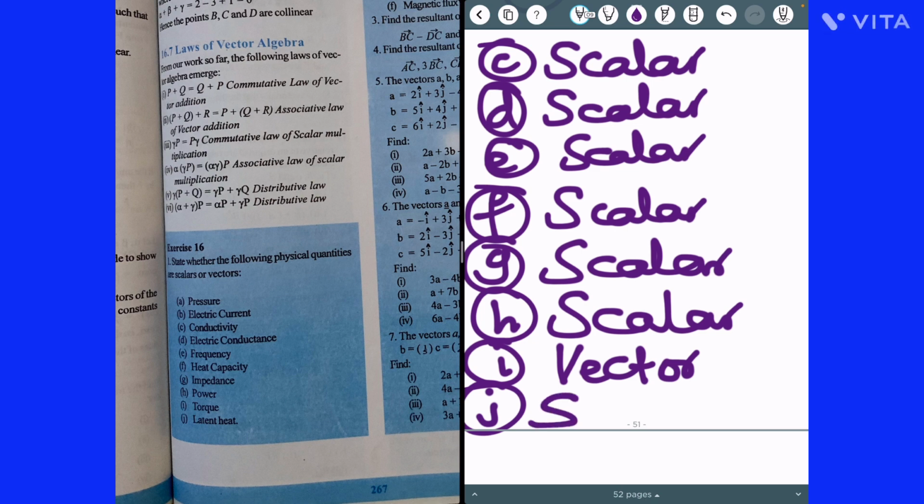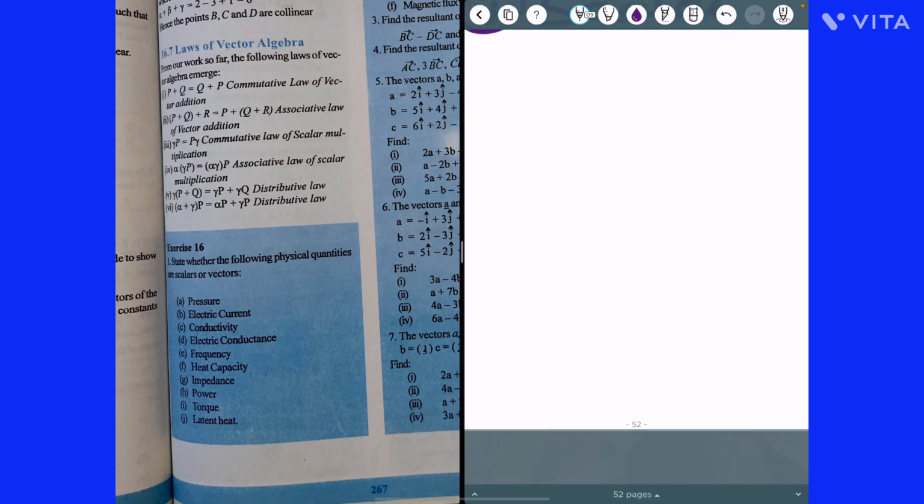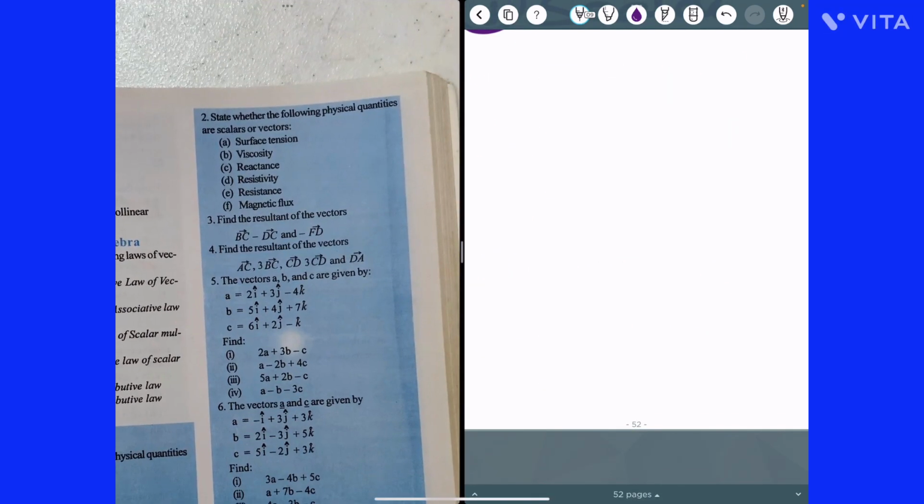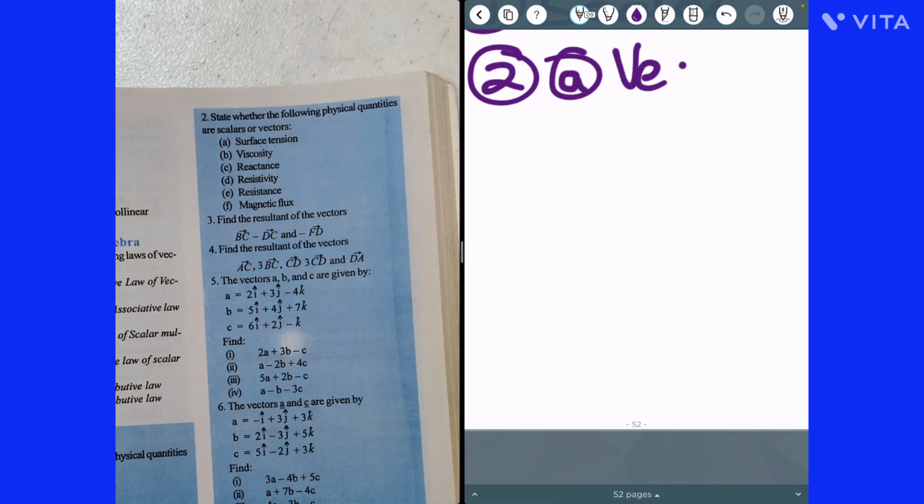Latent heat is also a scalar quantity. Let's go to question 2. Here it says, state whether each of the following quantities are scalars or vectors. So question 2 is the same as question 1. Number 1, surface tension. Surface tension is a vector quantity. It acts perpendicularly to the surface of a liquid.